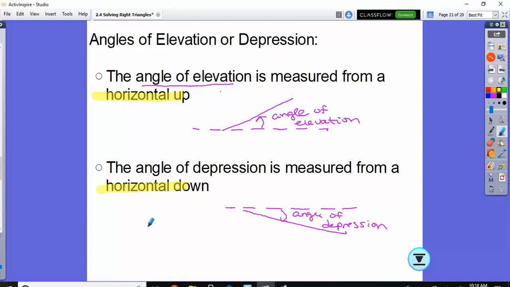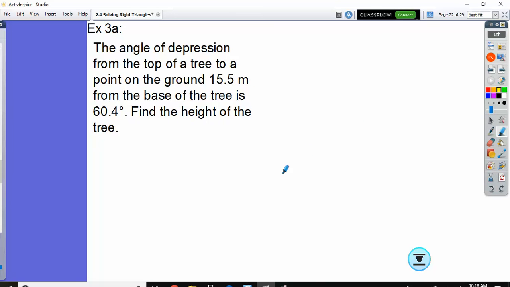So we will try a few examples of this. Here's our first one. The angle of depression from the top of a tree to a point on the ground 15.5 meters from the base of the tree is 60.4 degrees. Find the height of the tree. What do you think I should do for this?